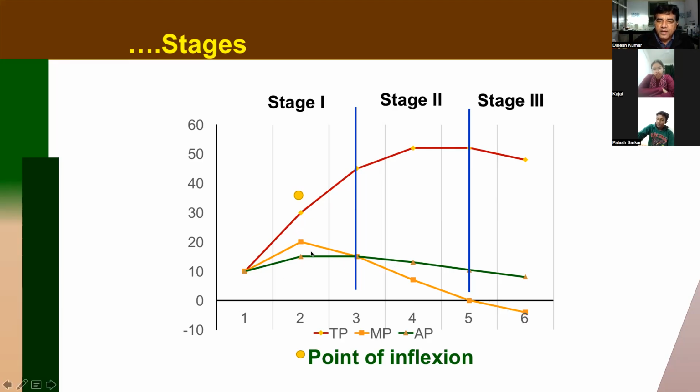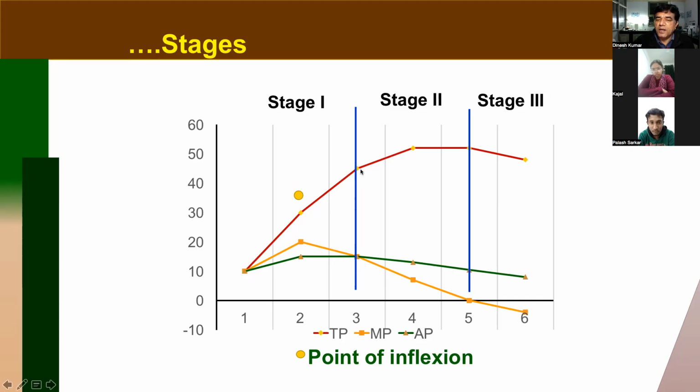And then you can see the marginal product in stage 1. You get the maximum value of marginal product. Then it starts decreasing, while average product continues to increase. At the end of stage 1, you can see MP and AP are equal. Then MP continues to decrease, and AP continues to decrease, but AP is more than MP in stage 2. In stage 1, MP was more than AP.